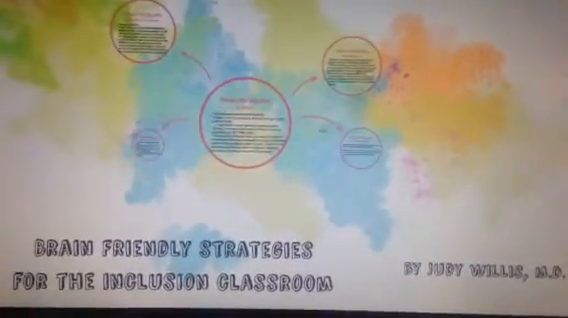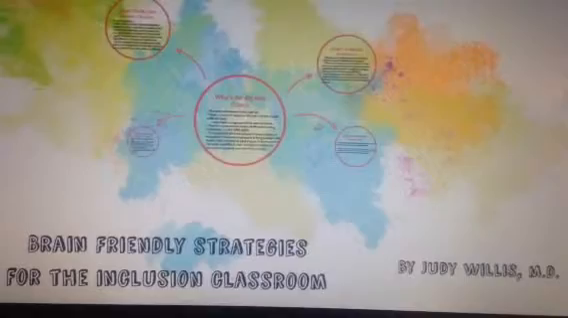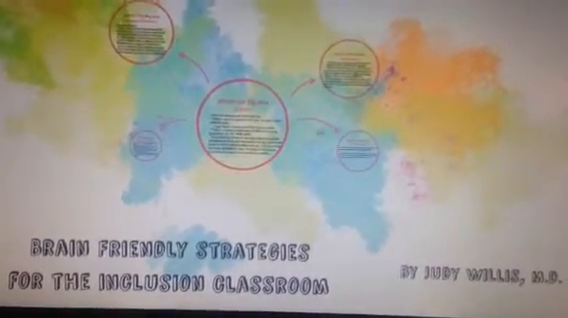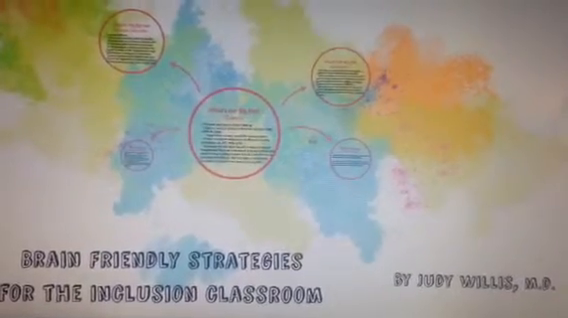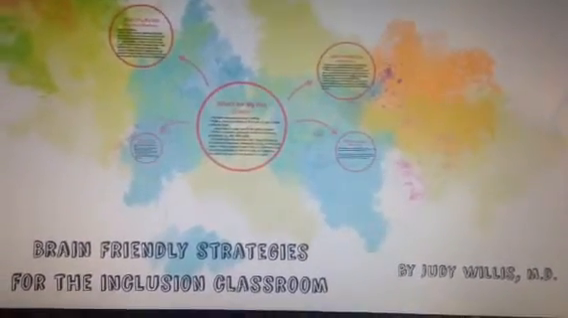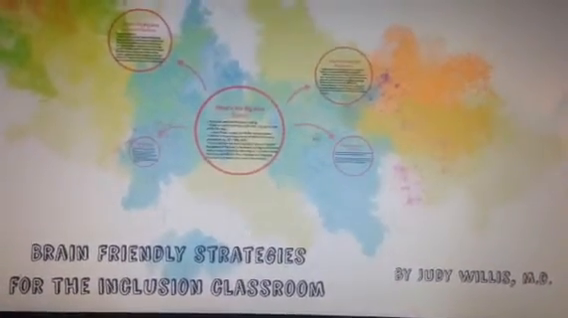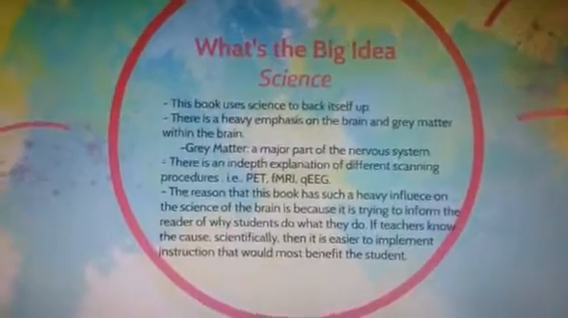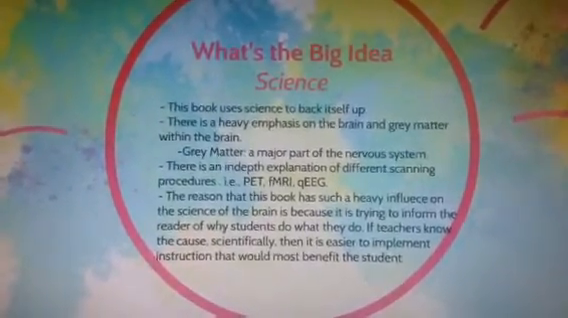For our book club, we chose Brain-Friendly Strategies for the Inclusion Classroom by Judy Willis. This book is mainly about how to include all of your students in your instruction in an inclusion classroom. So that means a variety of different learning abilities. The first big idea of this book was the emphasis on science.